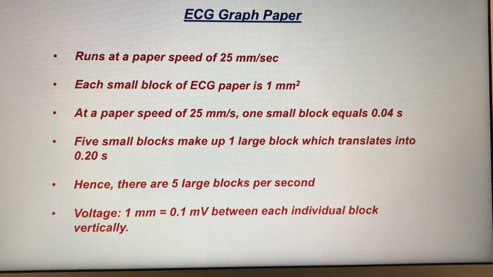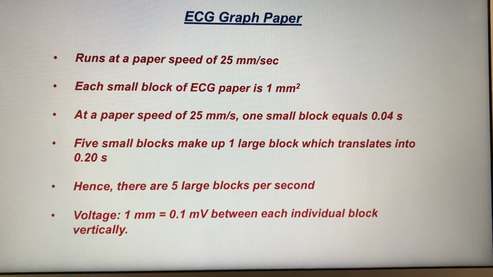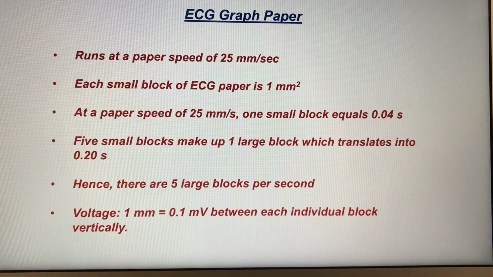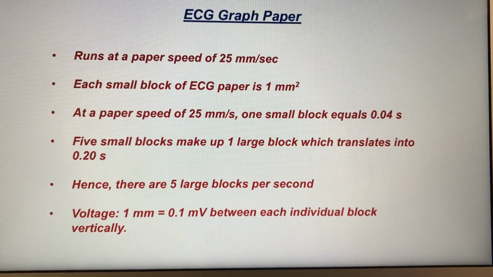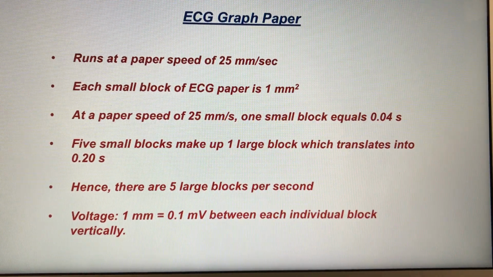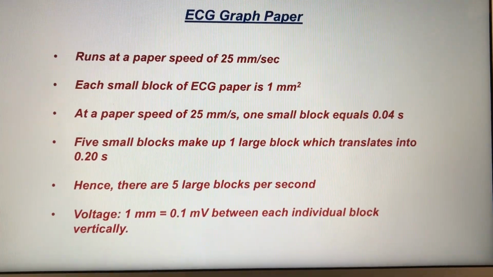An ECG graph paper runs at a paper speed of 25 mm per second. Each small block has an area of about 1 millimeter square. So the duration of one small block will be 1 divided by 25, that is equivalent to 0.04 seconds. One large block is made up of 5 small blocks, that makes it to a duration of about 0.2 seconds.